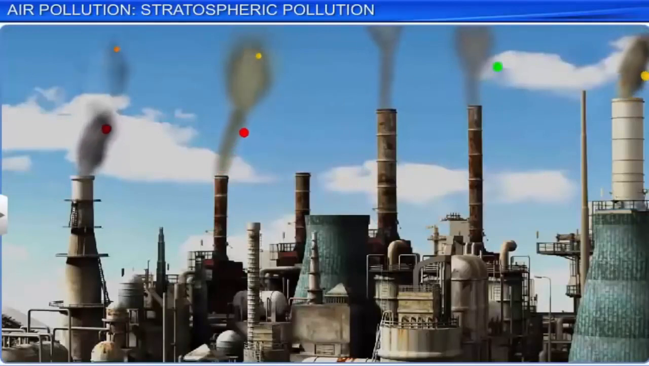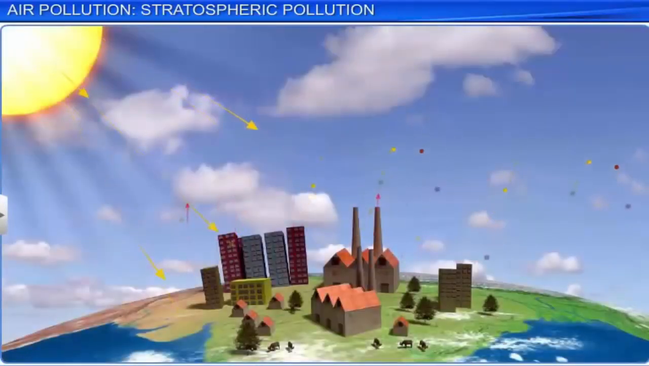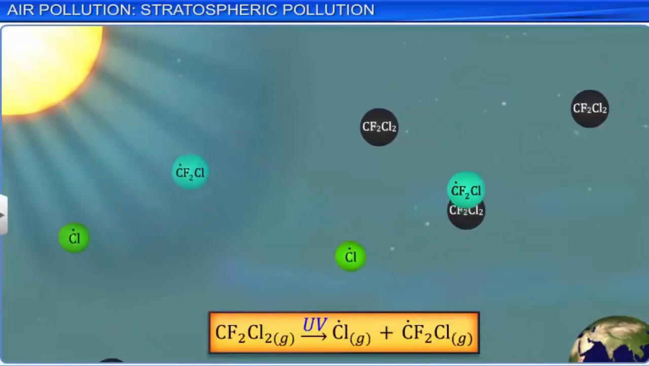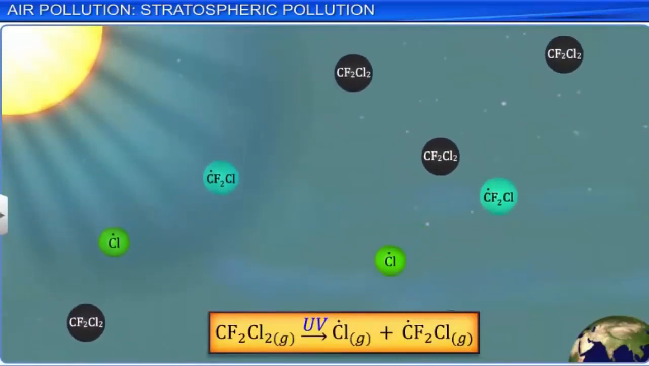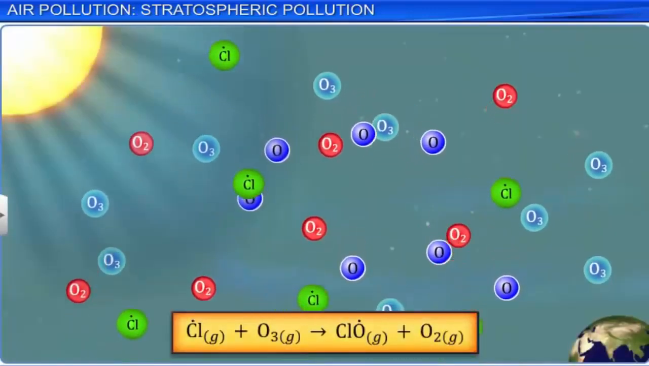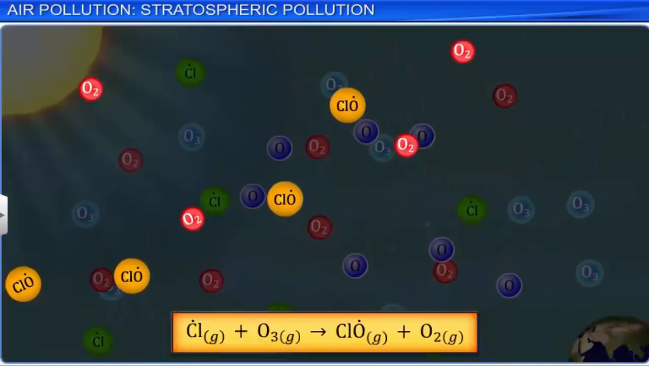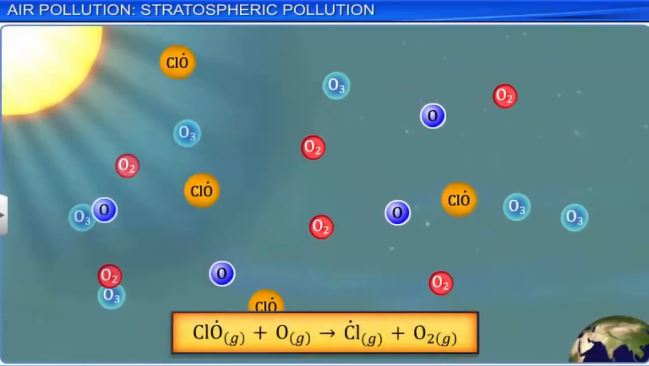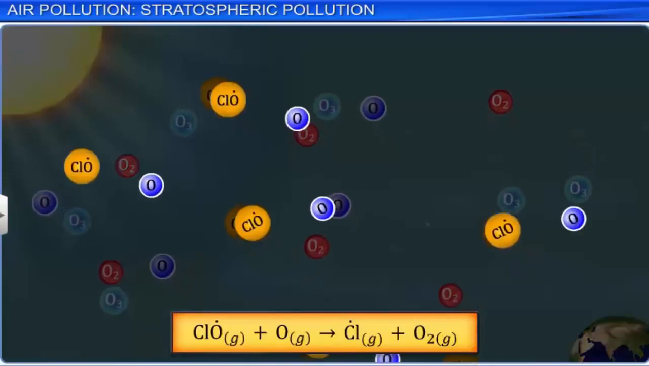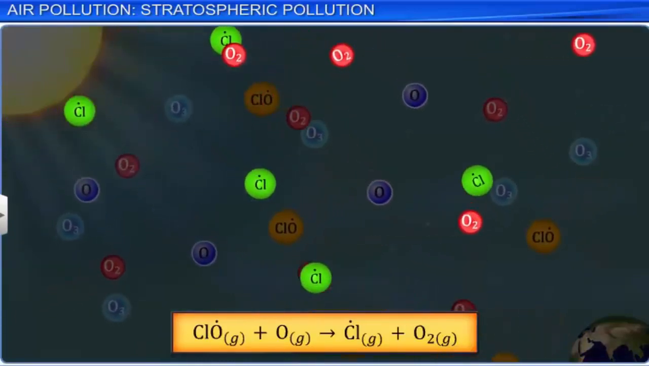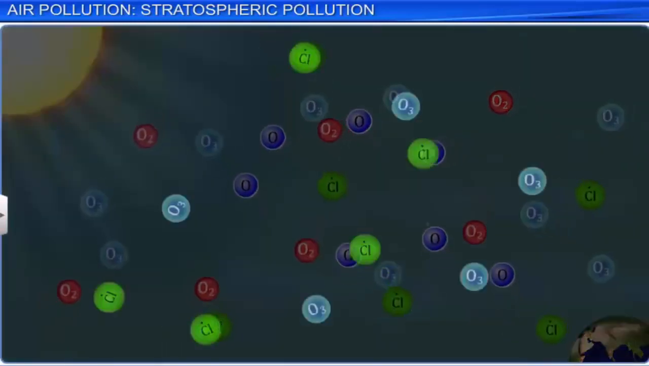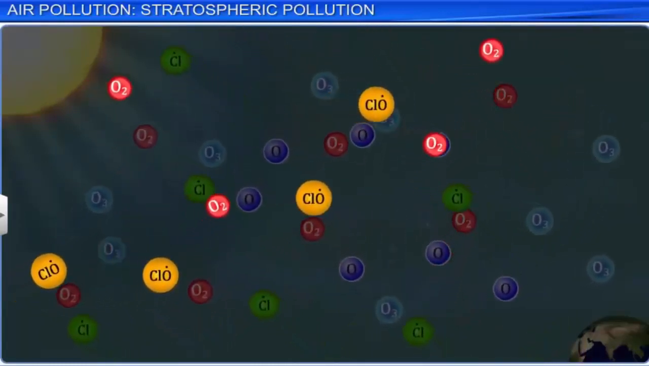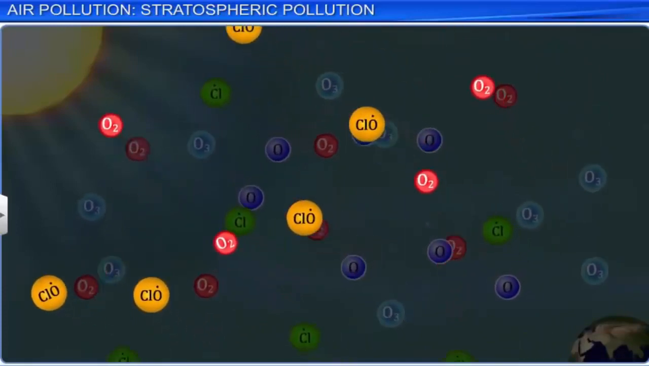When these compounds reach the stratosphere, they are hit by the UV radiations and dissociate into corresponding fragments, releasing free chlorine radicals. These free chlorine radicals react with the ozone and form chlorine monoxide radicals and oxygen molecules. The chlorine monoxide radicals form even more chlorine radicals by reacting with nascent oxygen. Thus, the chlorine radicals are constantly regenerated and they keep reacting with the ozone to form chlorine monoxide. Thus, ozone gets depleted in the stratosphere.